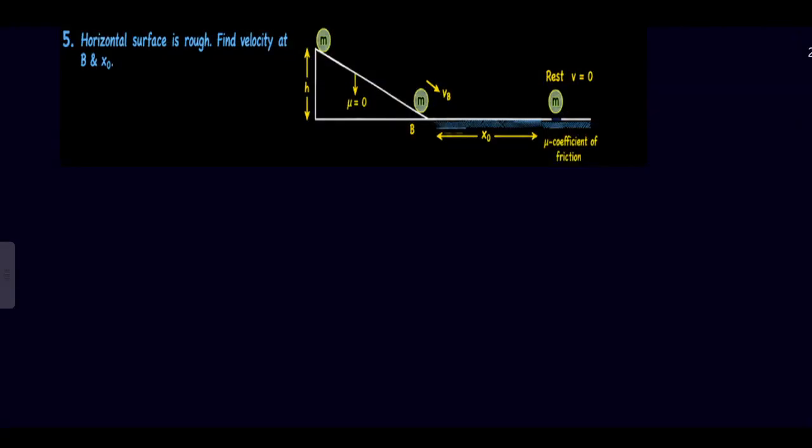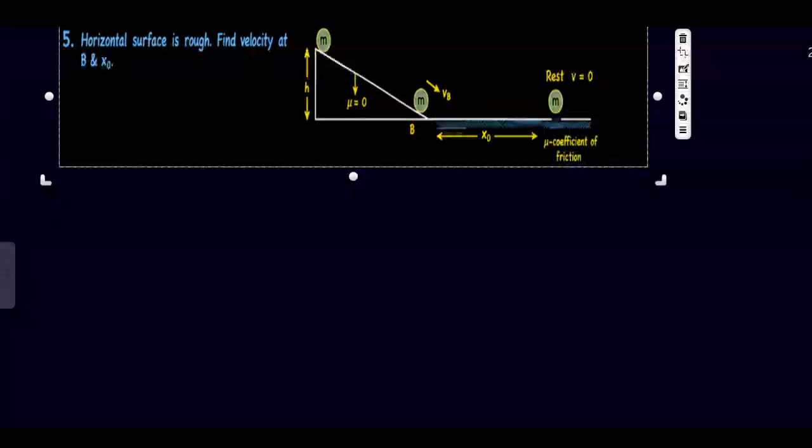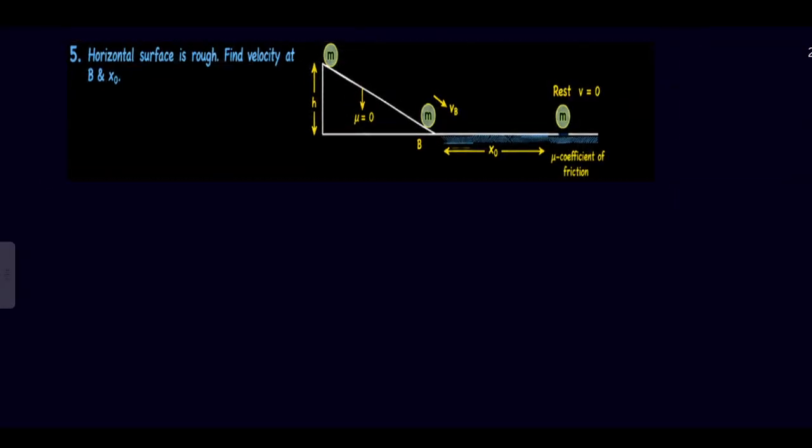Next, now take this problem. The horizontal surface is rough, but here the inclined plane is smooth. Now this is a ball which is coming from here to here, and up to B there is no friction, and B to C the friction is there. Okay. Then because of friction, the velocity will reduce and finally become 0. Then they are asking how much the velocity at B is and how much the displacement is.